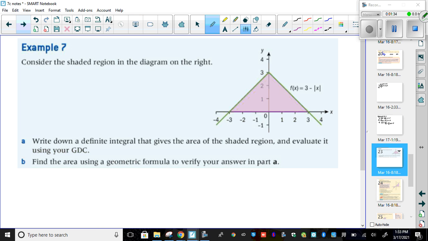So we're going to practice this just a little bit. In this example, consider the shaded region in the diagram. Please write down the definite integral that gives the area for the shaded region. So you are going to be doing this definite integral, giving its endpoints, and then evaluating it, typing that into your graphing calculator. Part B, you are going to find the area for that region by hand geometrically. So first, write the integral, type it in your calculator, and then part B, find the area.